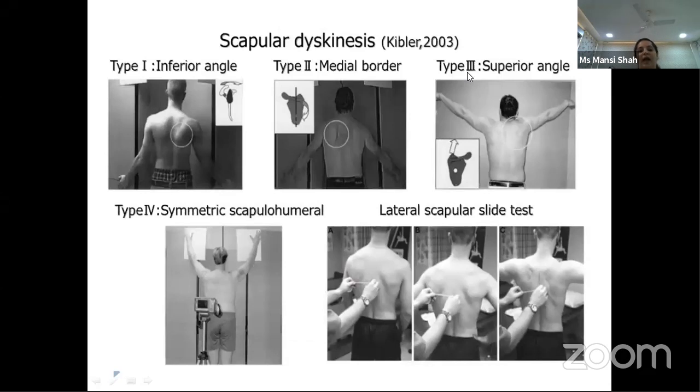And as Ben Kibler says, about 67 to 100% of our patients who present to us with shoulder symptoms have some form of scapular dyskinesis or have altered scapulohumeral rhythm. At this point of time, it is very important to assess the scapula both in static position and in dynamic motion.